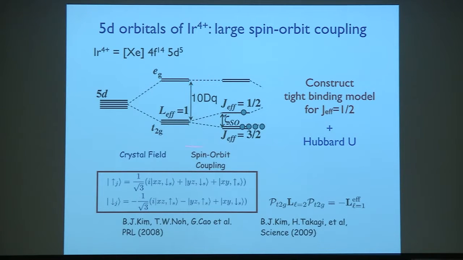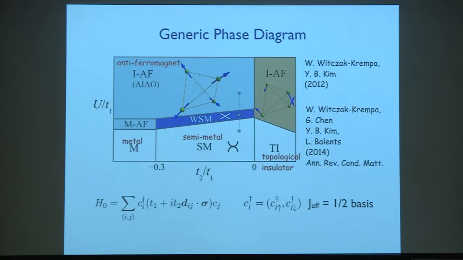So again, using this J-effective one-half picture, you can construct some sort of tight-binding model. Then you can add an interaction, and then study the interacting model. And this is the Hartree-Fock phase diagram here. This is the interaction measured in terms of hopping strengths. And there are two kinds of hopping. T1 is the spin-preserving hopping. T2 is the spin-flip hopping. And this spin-flip hopping is there because the underlying system has a strong spin-orbit coupling. Without spin-orbit coupling, you only have a spin-preserving hopping. And this Hamiltonian is written in this J-effective one-half basis.